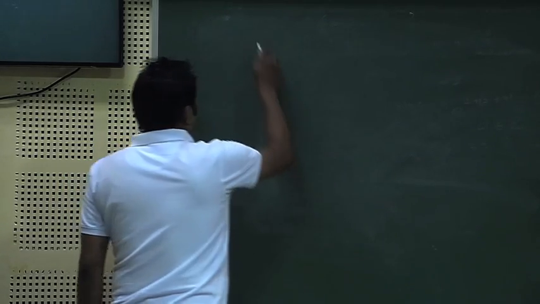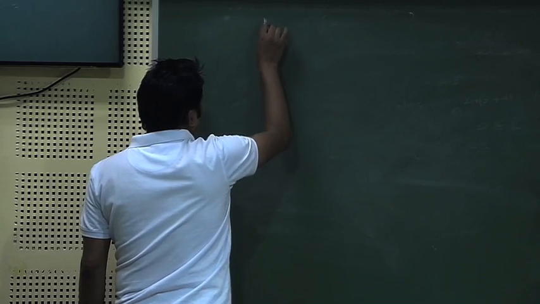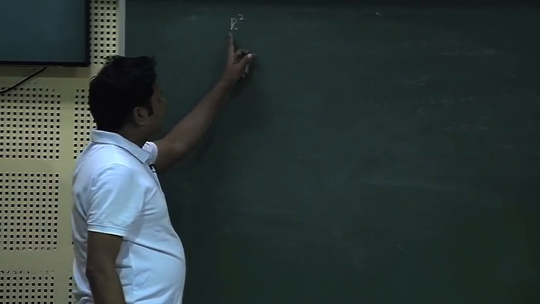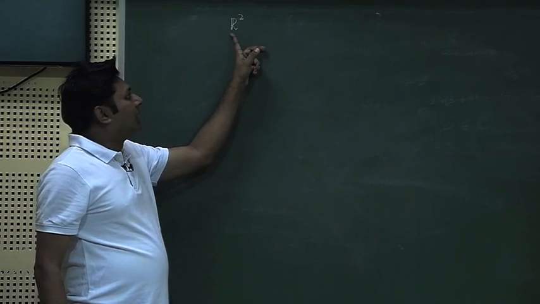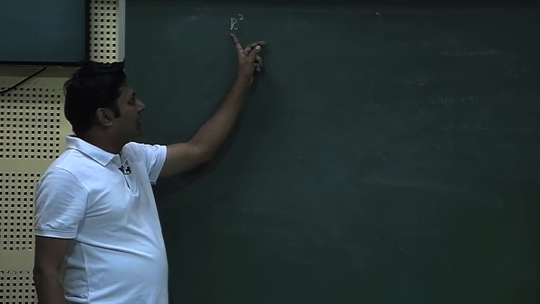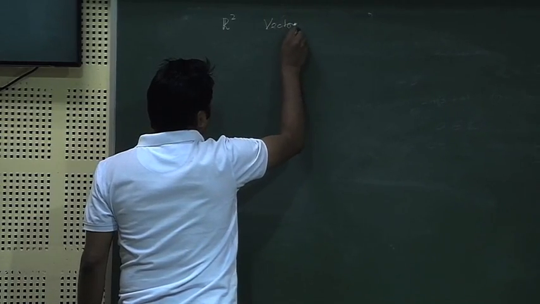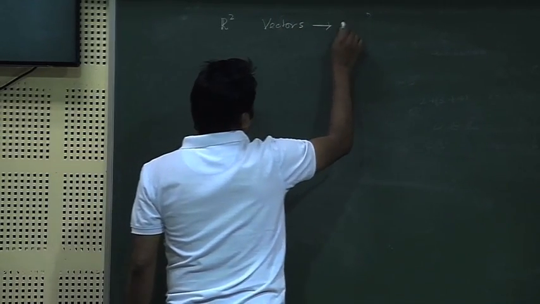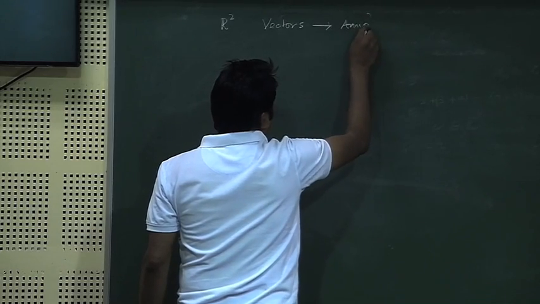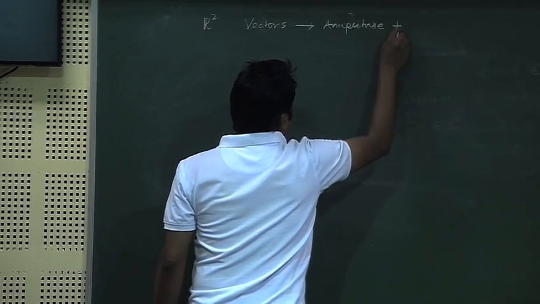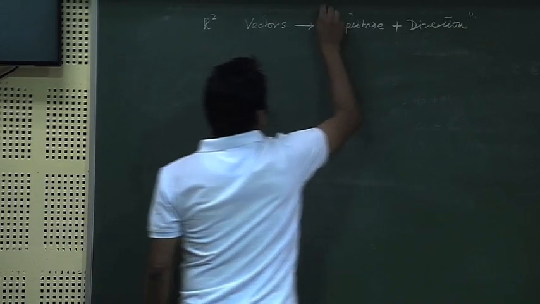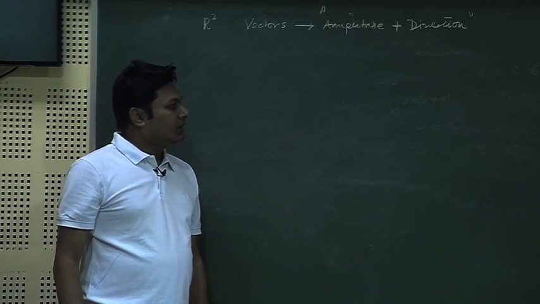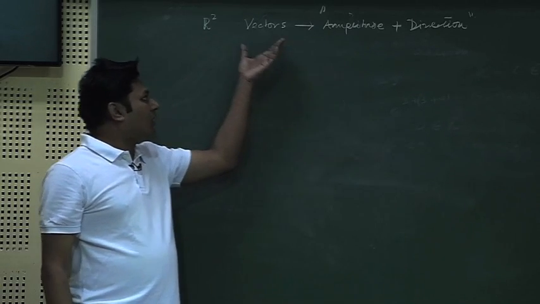For example, let us consider R2. This symbol suggests that I am dealing with some space. This is called the Euclidean plane, where the vectors are defined. A vector is something which has amplitude and direction. If these two things are there, we call some quantity a vector.